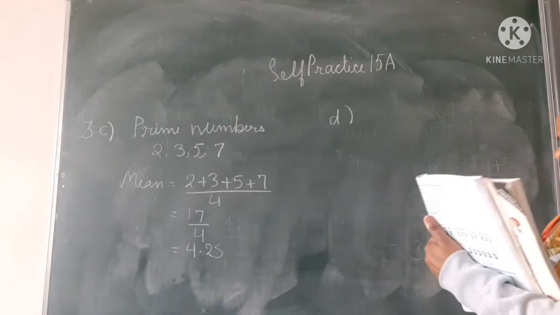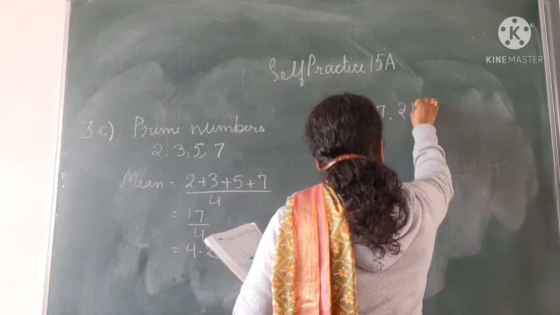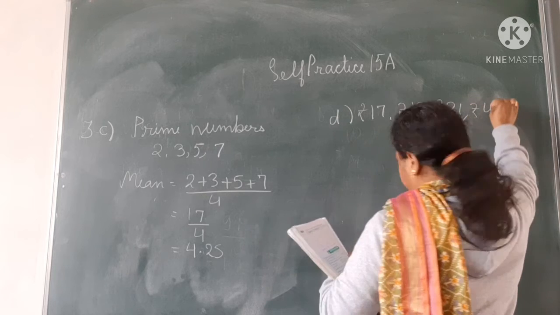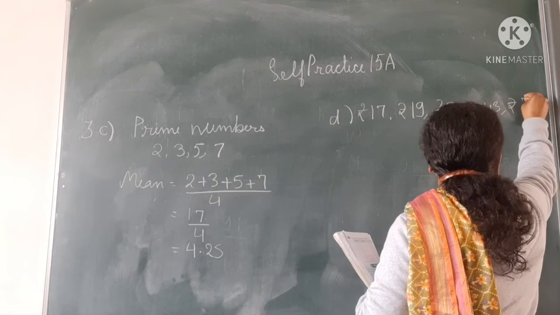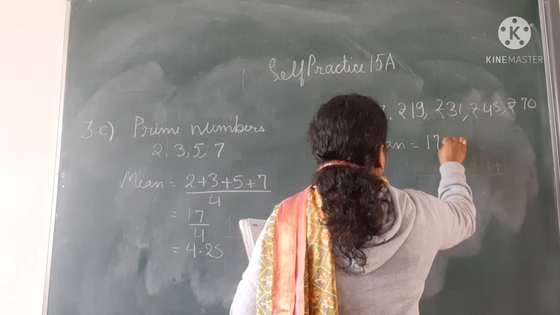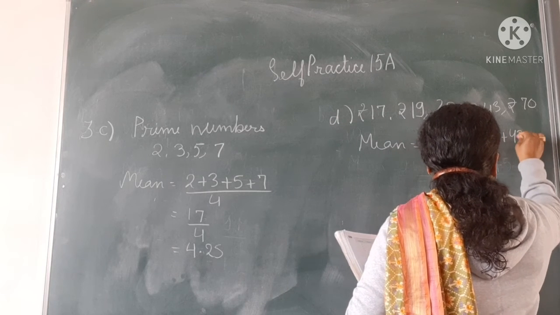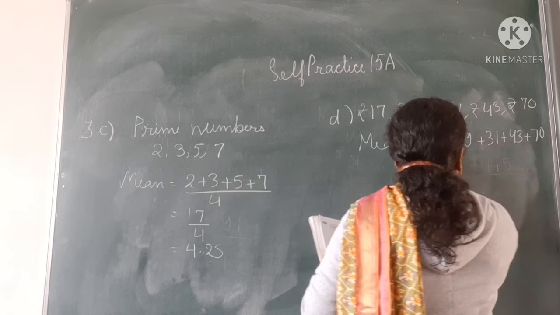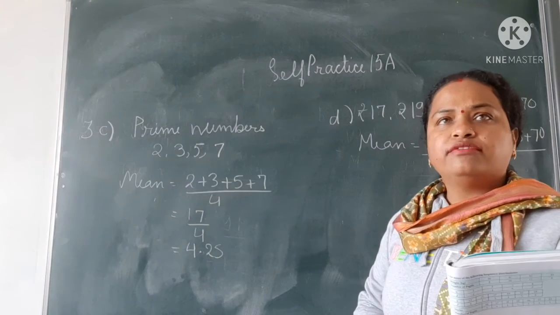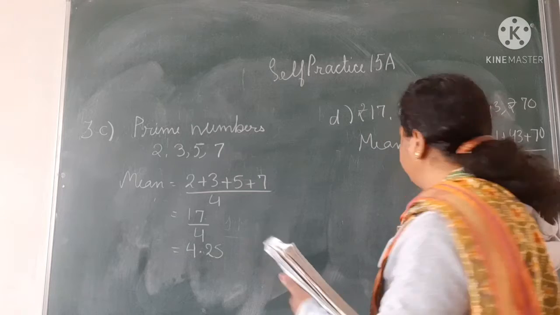Now see the D part of it. You have to find the mean of the amounts given there in rupees: rupees 17, rupees 19, rupees 21, rupees 43 and rupees 17. What will be the mean of this? 17 plus 19 plus 31 plus 43 plus 17 upon 5. Okay, upon 5. So how many are there? 1, 2, 3, 4, 5.